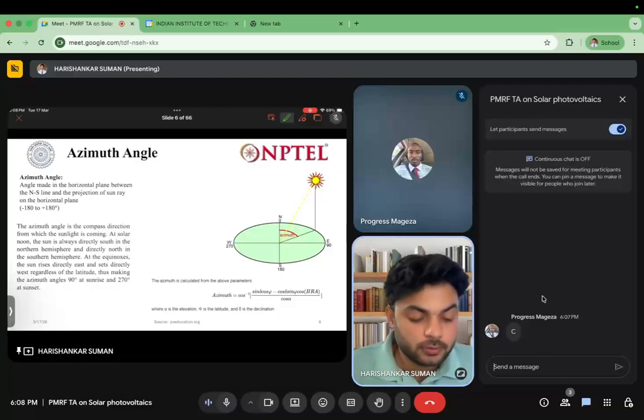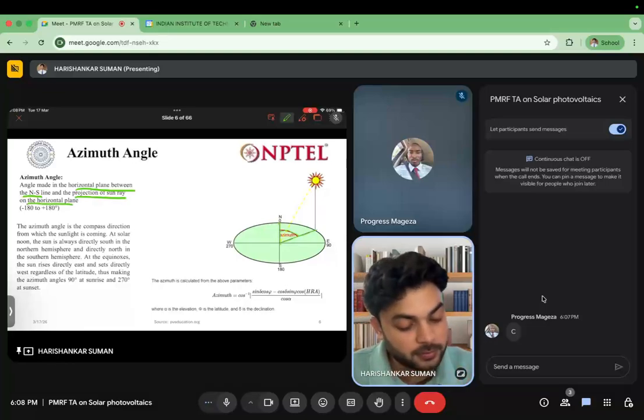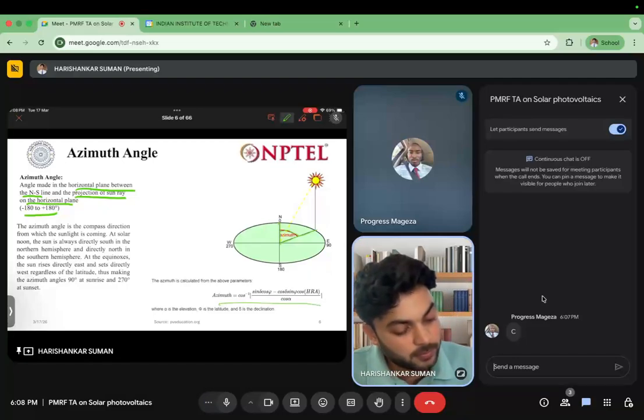And we have also discussed the azimuth angle. You can see what this angle is: the angle between north and the projection of the sun ray on the horizontal plane, along the north-south line. This will go from minus 180 to plus 180 degrees, and this is the formula.